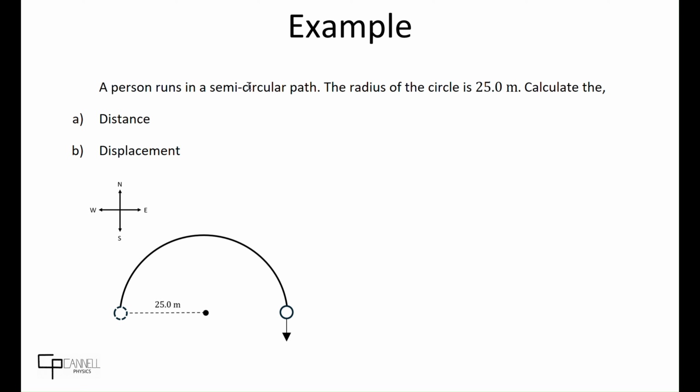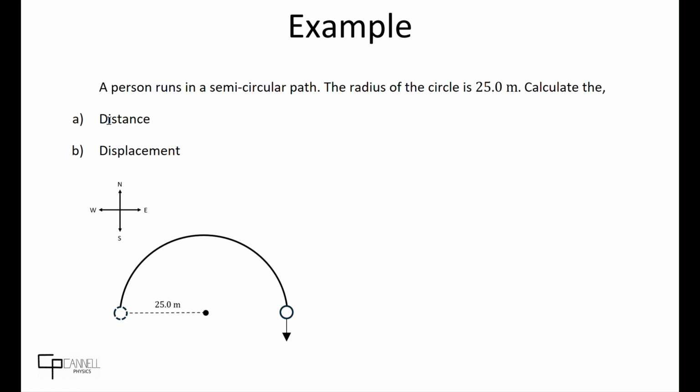Here a person runs in a semicircular path. The radius of the circle is 25.0 meters, and we're asked to calculate the distance and displacement for this journey. Let's analyze this diagram. There is a little compass here. I'm sure that's going to be useful for the direction for displacement. And here is the semicircular path. We can see that the runner started over here, and they ran over here, and this is their final position.